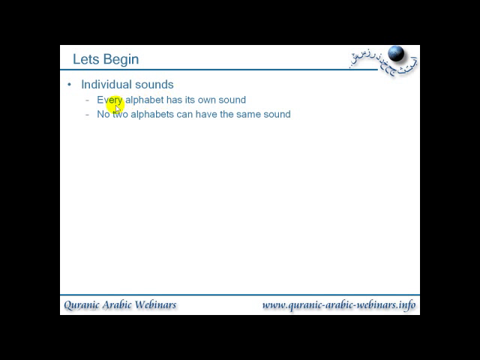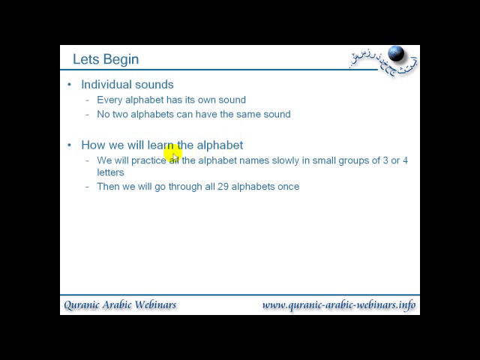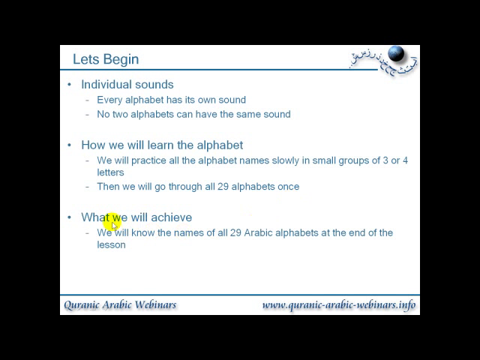Individual sounds. Remember, every alphabet has its own sound. No two alphabets can have the same sound. How we will learn the alphabet. We will practice all the alphabet names slowly in small groups of three or four letters. Then we will go through all 29 alphabets once. What we will achieve. We will know the names of all 29 Arabic alphabets at the end of this lesson.